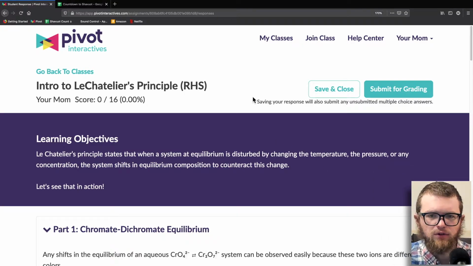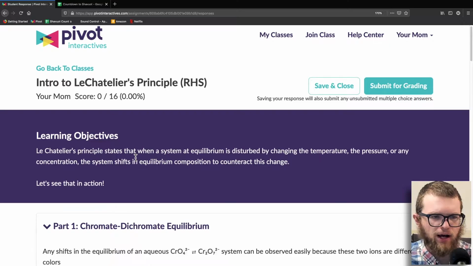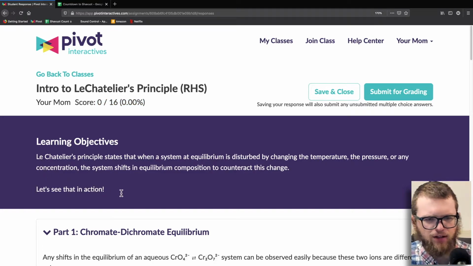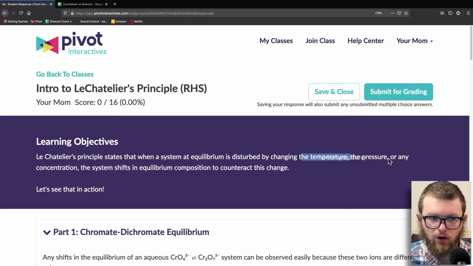Intro to Le Chatelier's Principle score. Right now it's 0 out of 16 because we haven't done anything yet. Le Chatelier's principle states that when a system at equilibrium is disturbed by changing the temperature, the pressure, or any concentration, the system shifts in equilibrium composition to counteract this change. Let's see that in action.